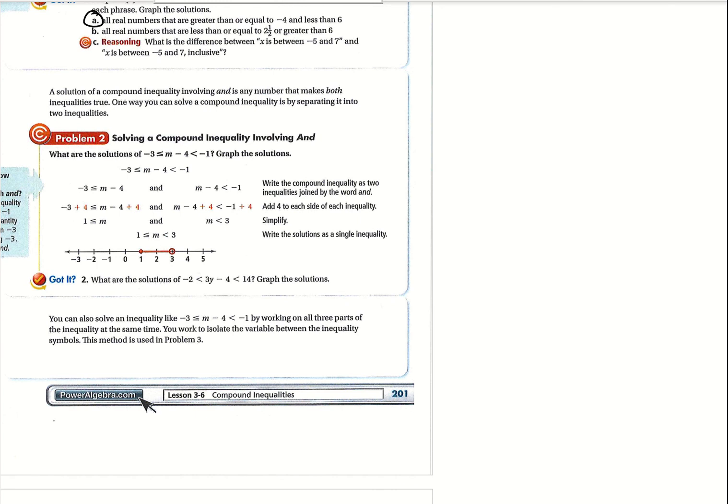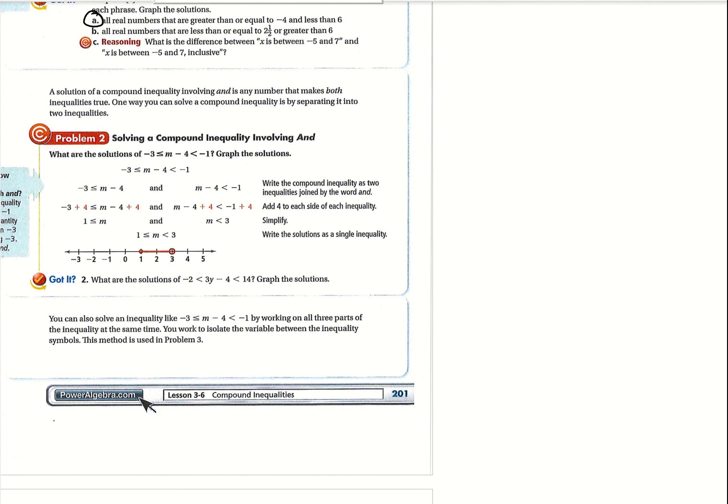All right, so for problem number 2, we're looking at basically going the other way, right? So the last one we had 2 inequalities. We tried to make it 1. This one we've got 1. We're going to try to split it into 2, all right?